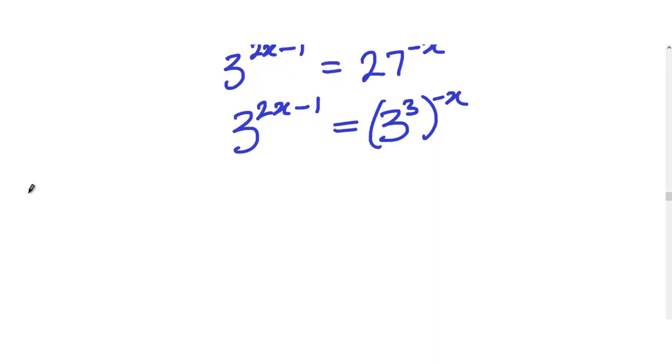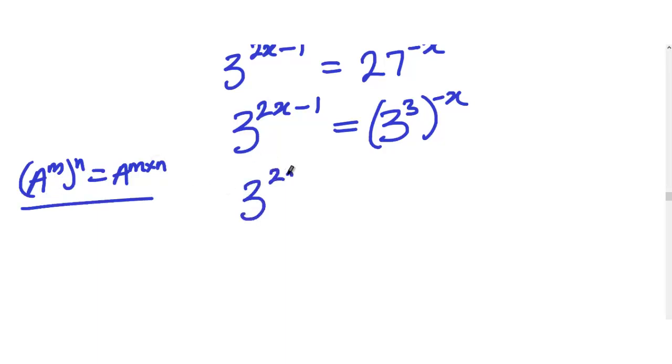So we use the minus x to open the bracket. How do I know? If you have a raised to power m, then raised to power n, that will give you a raised to power m times n. So that's from the law of indices. So this one will now return 3 raised to power 2x minus 1 will give you 3 raised to power 3 times minus x. That's minus 3x.